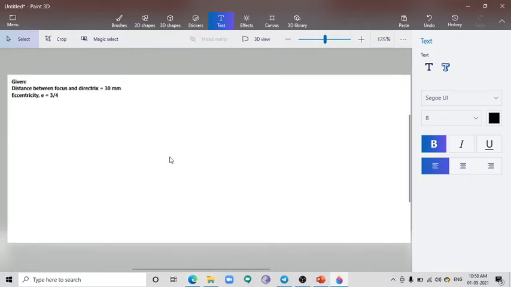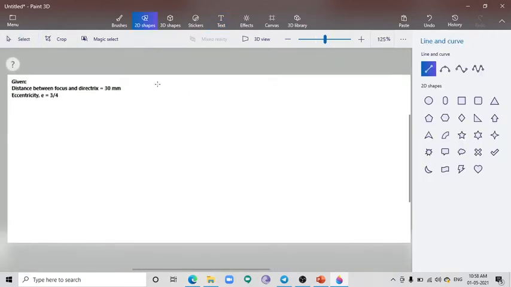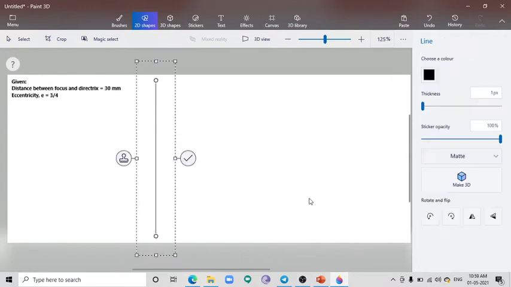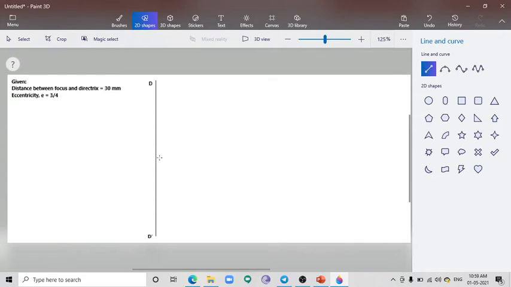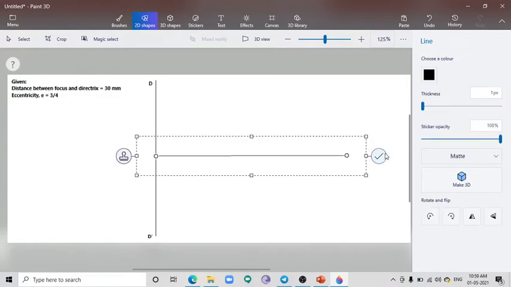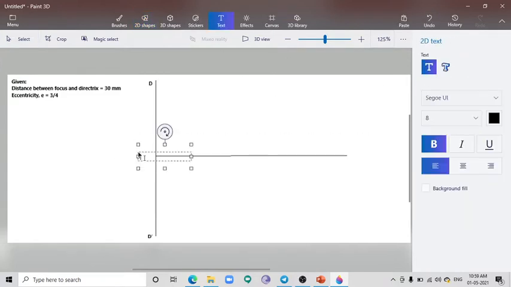So first we have to start with the directrix line. So draw one vertical line which is called as directrix, and we have to name that line as D dash. Then we have to draw the central axis, which is drawn from approximately midpoint of our directrix, and we have to give namings as CA.